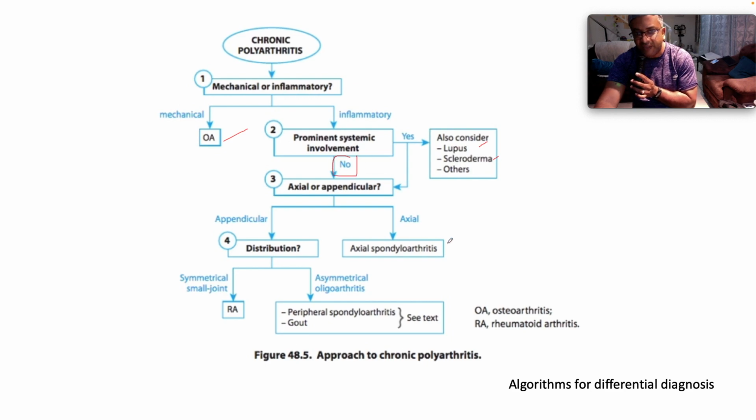If it's axial, you're thinking about the HLA-B27 associated seronegative spondyloarthropathy. So we said psoriatic, enteropathic arthritis, ankylosing spondylitis, and Reiter's syndrome. If it's appendicular, we look at the distribution. If it involves predominantly symmetrical small joint polyarthritis, we're thinking about rheumatoid arthritis. But if it's asymmetrical oligoarthritis, then we're looking at peripheral spondyloarthritis or gout.